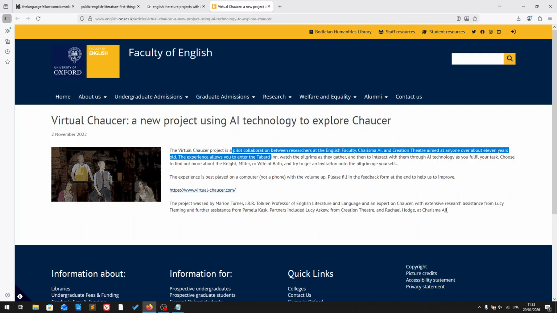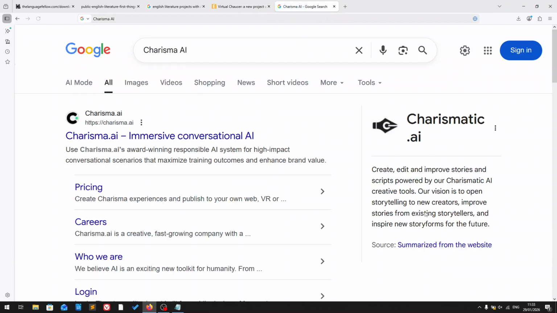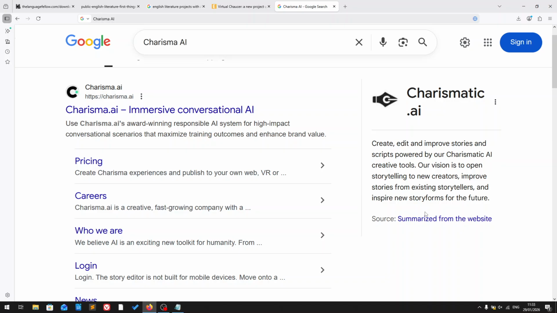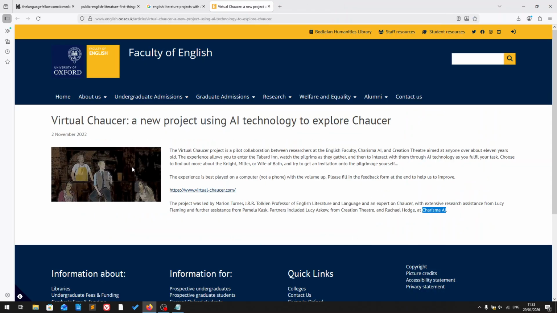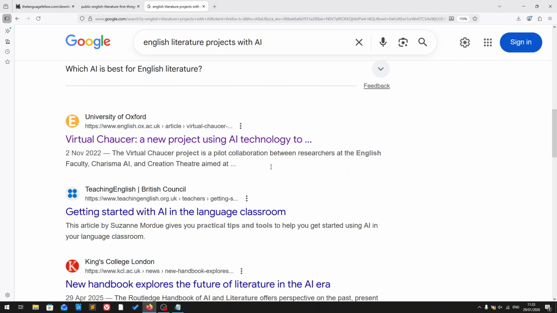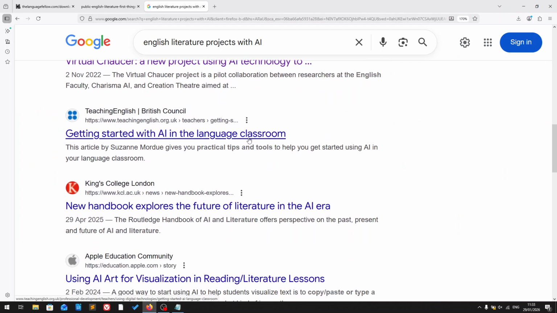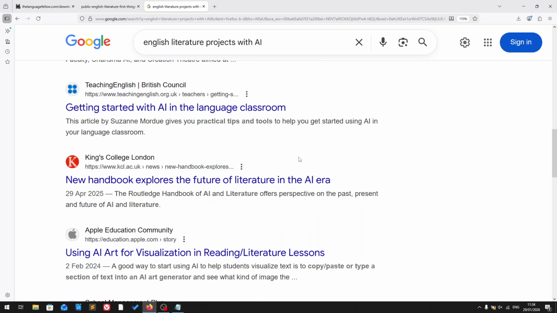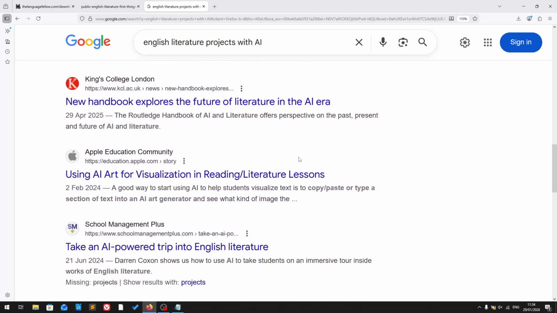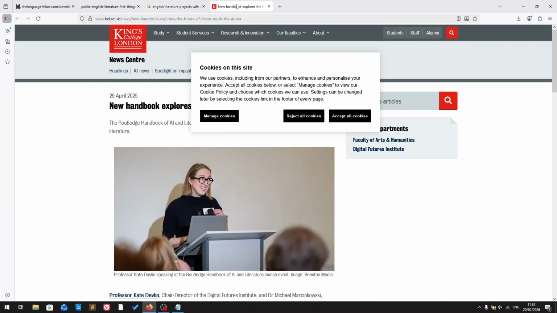So these are the details, and Charisma AI is a corporate entity, I suppose. So that's a game based on AI. That's what I'd say it is. And you could visit the website and getting started with AI in the language classroom. New handbook explores the future of literature in the AI era. That would be of use.